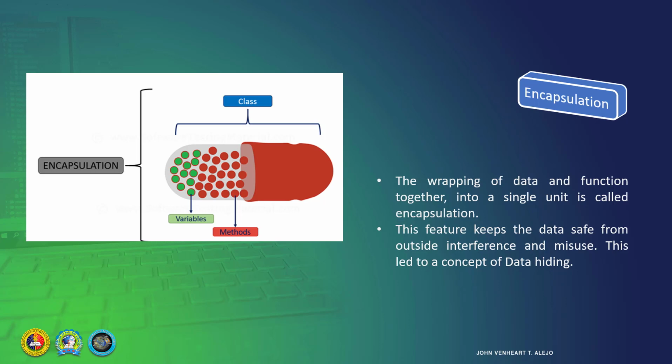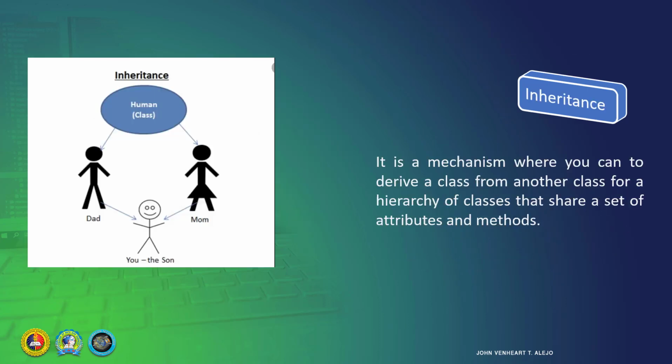So now, we will proceed to the next principle, what we call inheritance. It is a mechanism where you can derive a class from another class for a hierarchy of classes that share a set of attributes and methods. This is nindot ni siya. For example, we have a human class. So you have a set of attributes there, and you have a set of behaviors of a human class.